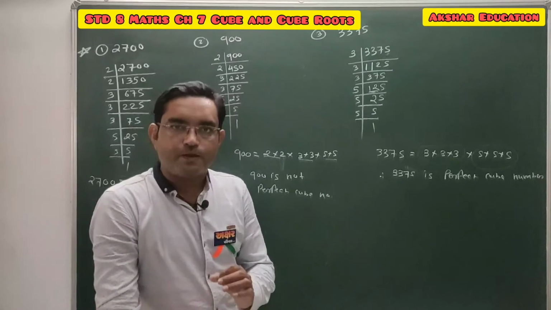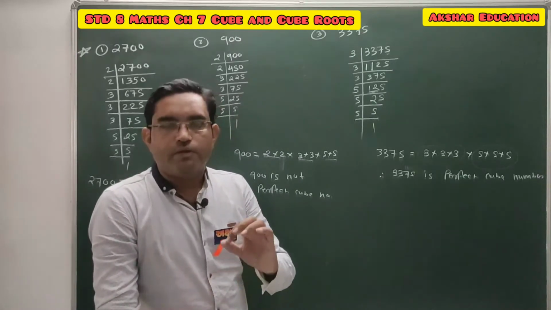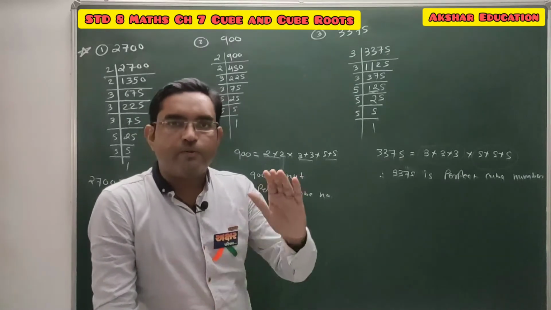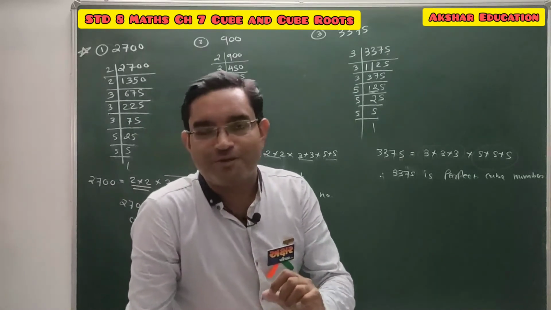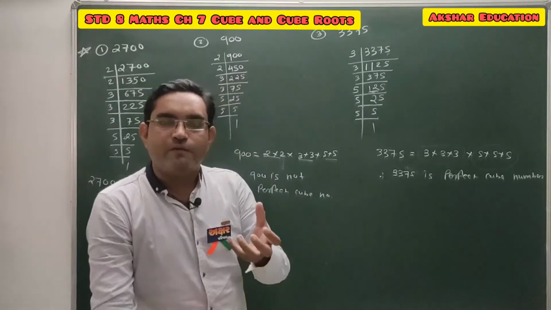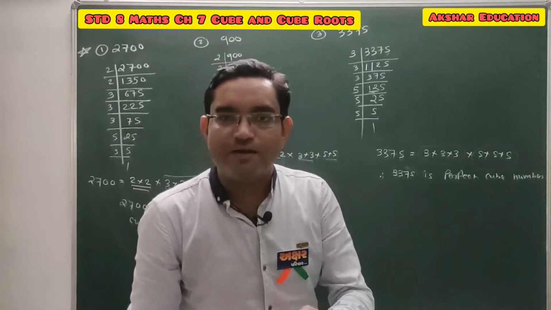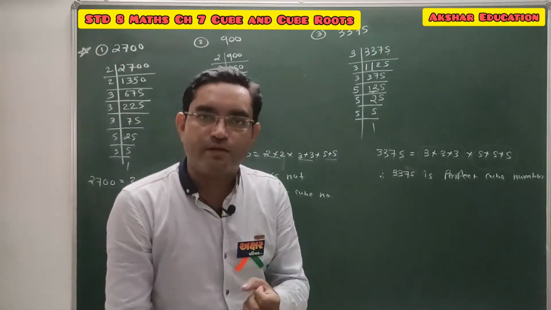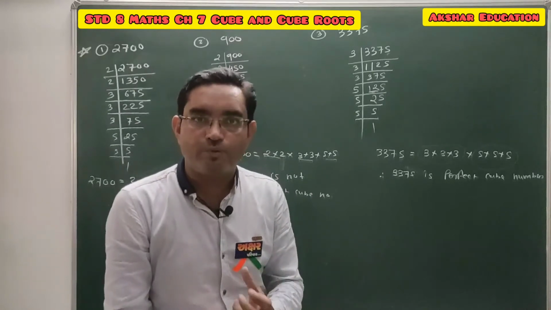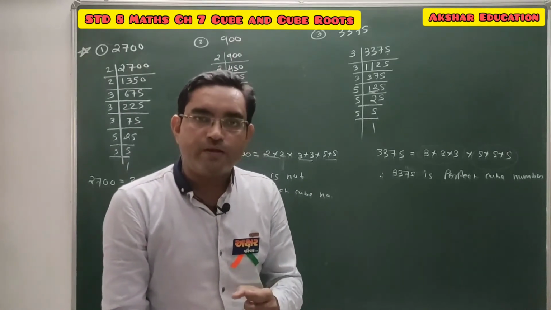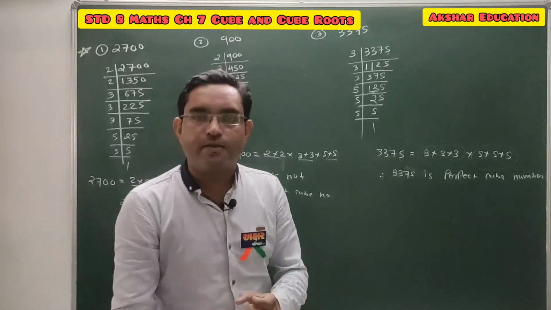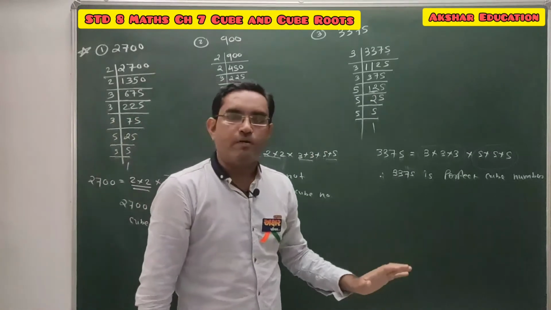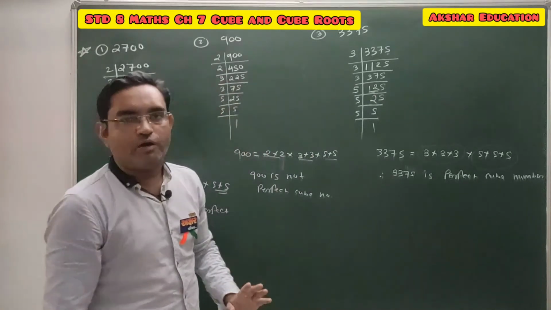What you have to do is perform prime factorization. After prime factorization, you have to make the list of the factors, and check whether the factors of the given number are in groups of 3 or not. All the factors of the given number must be in groups of 3, not only one factor, and then we can say that the given number is a perfect cube number. Otherwise the given number is not a perfect cube number.